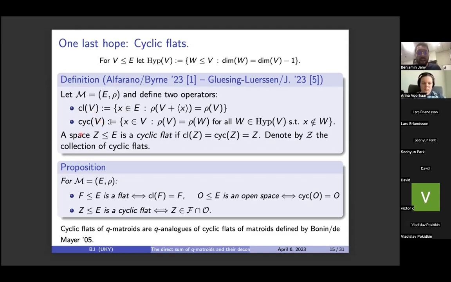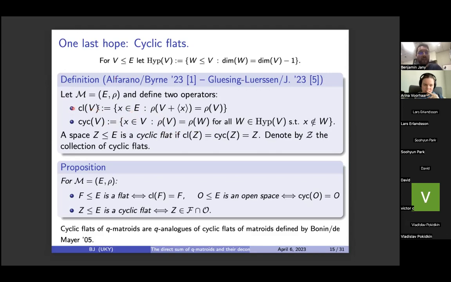The second operator we want to define is the cyclic core operator. The cyclic core of V consists of all elements X of V such that any codimension 1 subspace of V that does not contain this element X must have rank equal to the rank of V. See it as: I take out X, do I preserve the same rank? Did X contribute at all to the rank of V? That is your cyclic core operator. And similarly, one can show that this set is in fact a subspace.